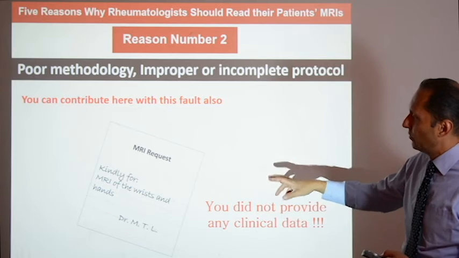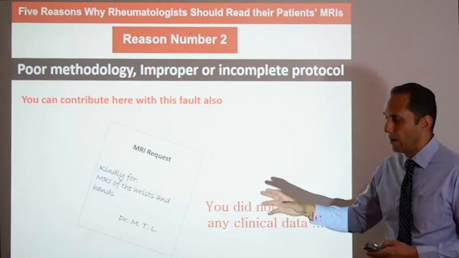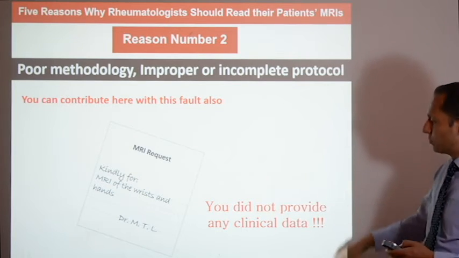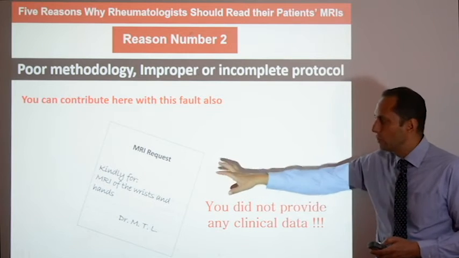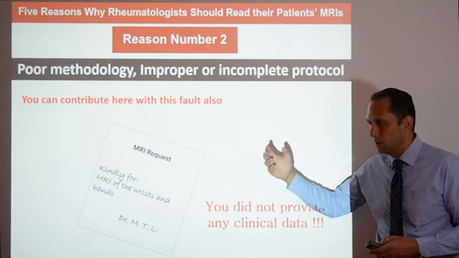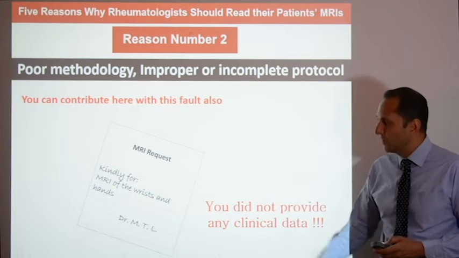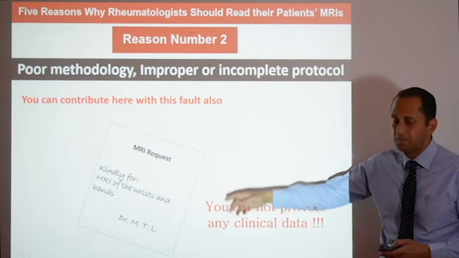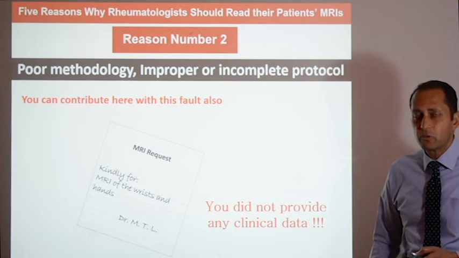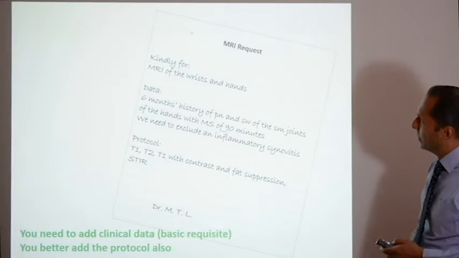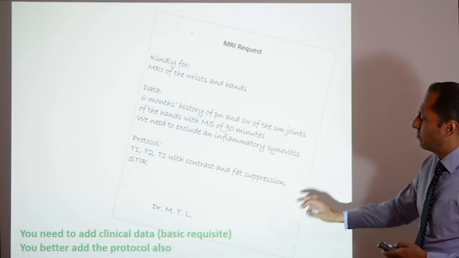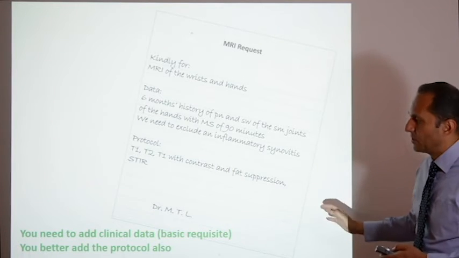MRI request: kindly for MRI of the wrist and hands. You did not provide any clinical data. Typically, the radiologist should refuse this request because the radiologist should have clinical data. If you send this, you will not get a proper protocol done for the patient because they don't know what they are looking for. You need to add clinical data, basic requisite. This is a basic requisite.